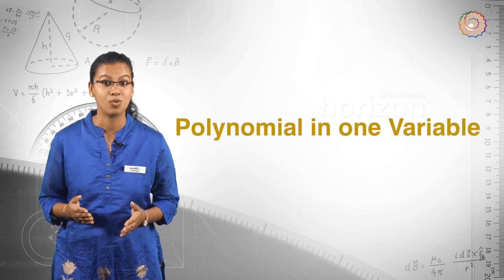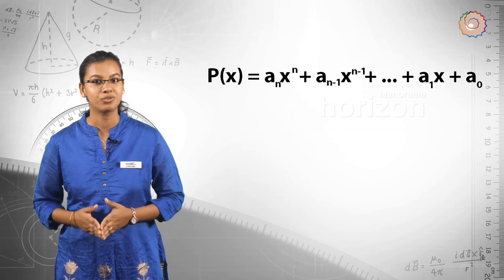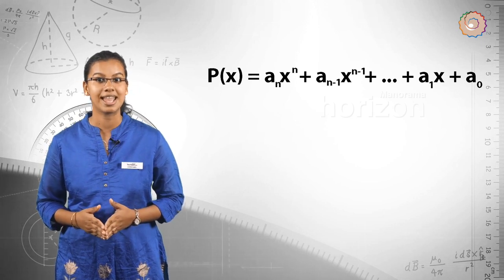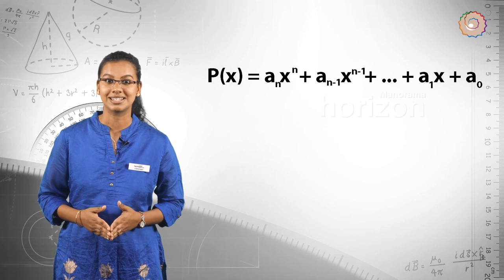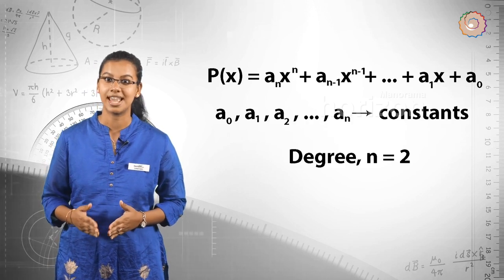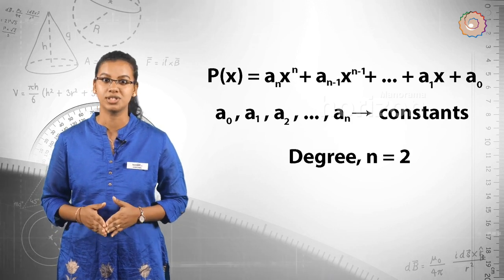A polynomial in one variable x of degree n is an expression of the form p of x equals a_n x raised to n plus a_(n-1) x raised to n minus 1 plus etc. plus a1 x plus a0, where a0, a1, a2, etc. a_n are constants and a_n not equal to 0.